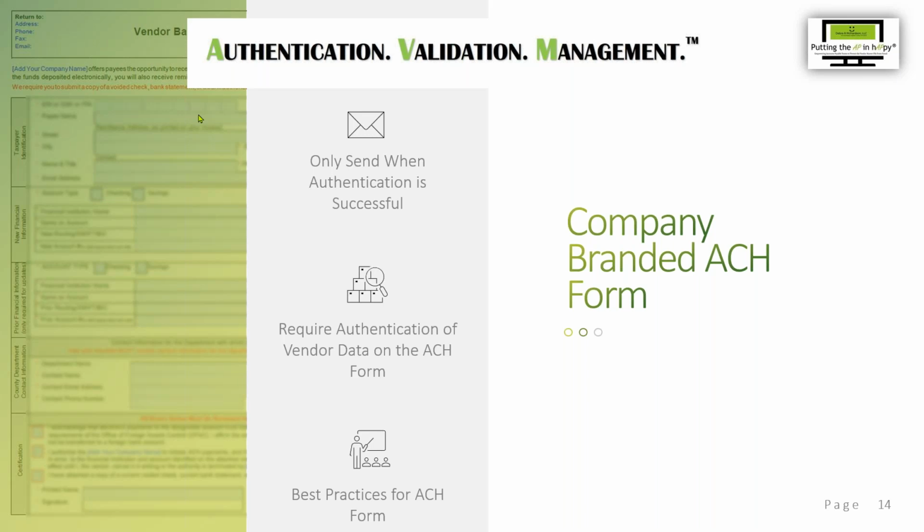You can also request other authenticating data such as their full tax ID or any other unique element that your company may have and that the vendor would also have. Now, a best practice for this branded ACH form is to make sure you change it every year, because if you're only sending it to those vendors that have authenticated and you receive a previous version, that can be an indication of fraud. And then also do not post it on your company website, again, because you only wanted to send it to those that have authenticated.